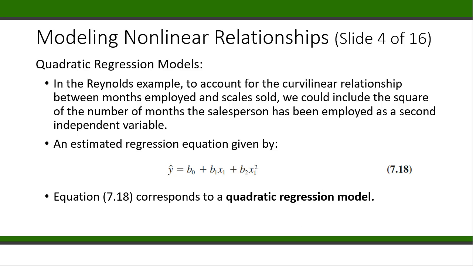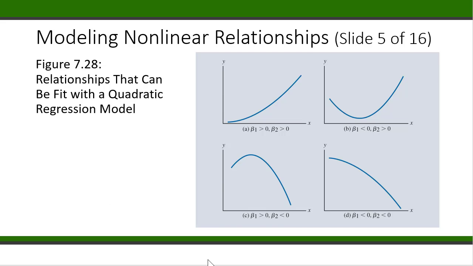In order to come up with a different model that explains that curvilinear fit, we might use something called a quadratic regression model. What we could do then is square the number of months the salesperson has been employed as a second independent variable. So this x1 is the number of months employed, and then this is the number of months employed squared. That will give us that curvilinear fit.